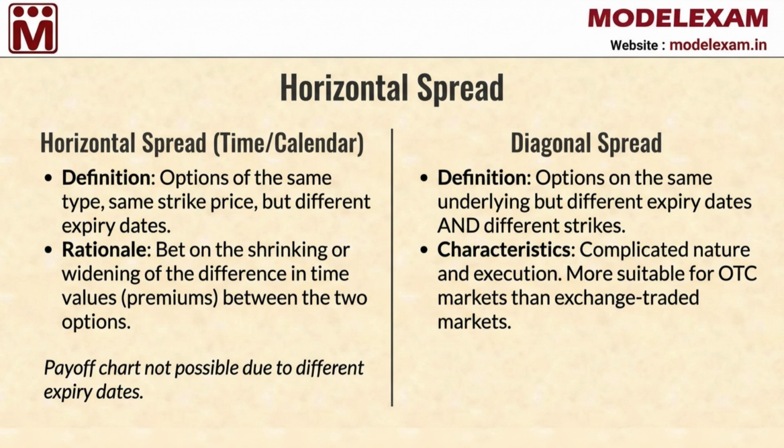On the other hand, a diagonal spread is more complicated. It uses options on the same asset but with different expiry dates and different strike prices. Because these involve different maturities, they are harder to execute and are more common in specialized over-the-counter markets.